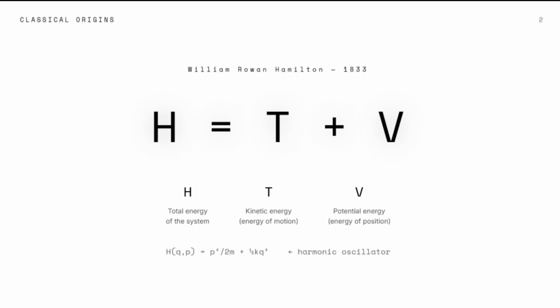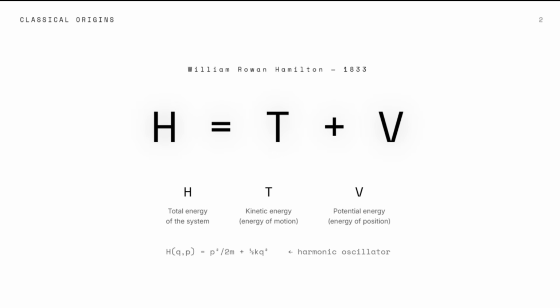His idea was this: instead of asking what force is acting on this particle, ask a different question entirely. What is the total energy of the system? He defined a function, H of q and p, where q is position and p is momentum. These two quantities together completely describe the state of any classical system, and from this single function, he could derive anything. H of q and p equals T plus V. Total energy equals kinetic energy plus potential energy. Simple, but what he did with it was not simple at all.